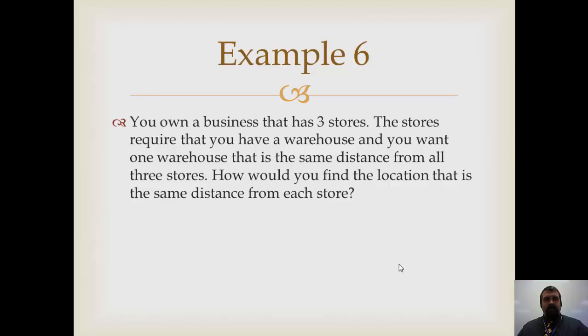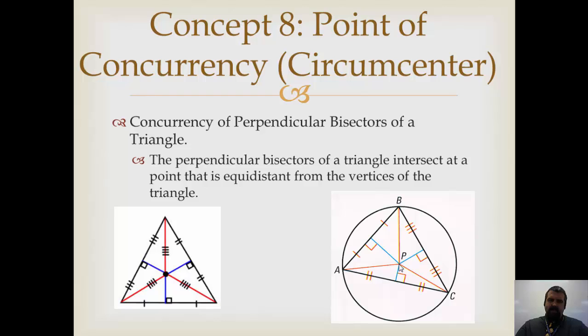Wait a second. I want to find something that's the same distance from each store. Wouldn't that be as simple as plotting your 3 points on a grid and then using the perpendicular bisector to find that one point, point P, let's just say, that's the same distance from each of my stores A, B, and C? Well, yeah, that's it. The circumcenter here will be the same distance away from A as it is from B as it is from C.